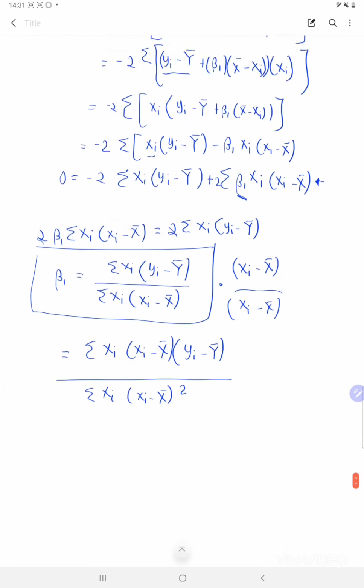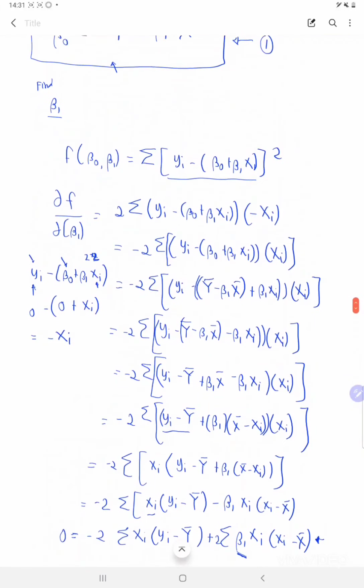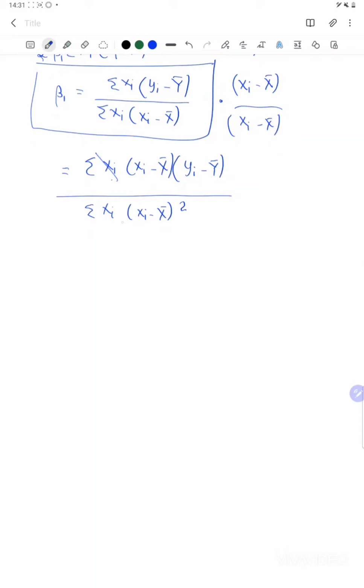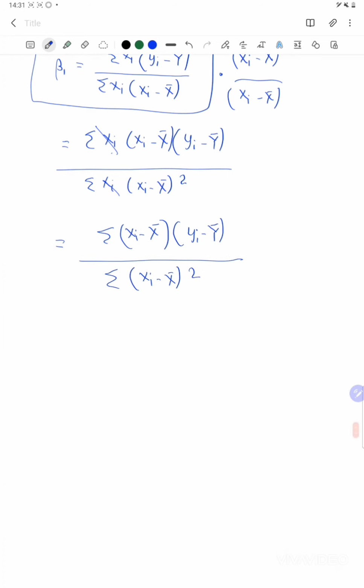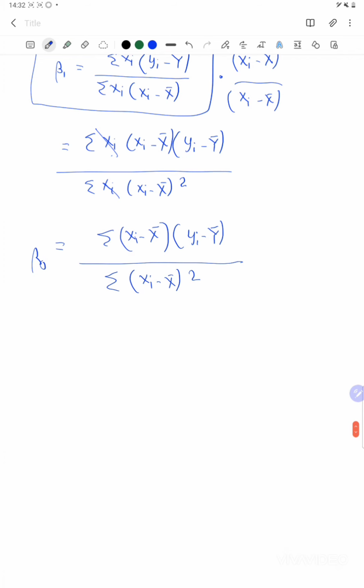We can cancel this. So our final function is the summation of xi minus x bar times yi minus y bar, all over the summation of xi minus x bar squared. So this is our theta 1.